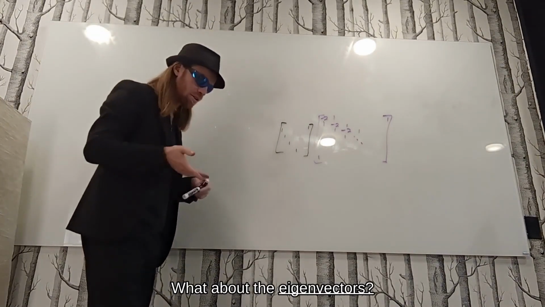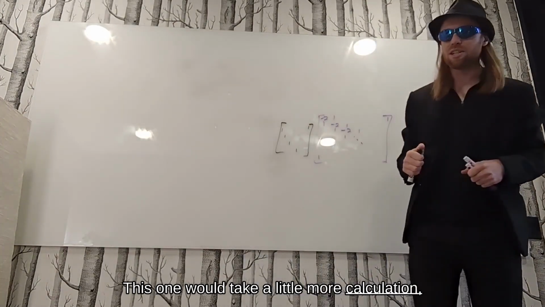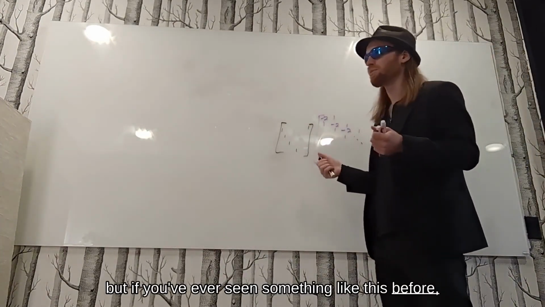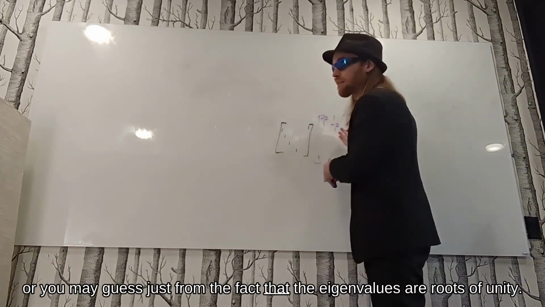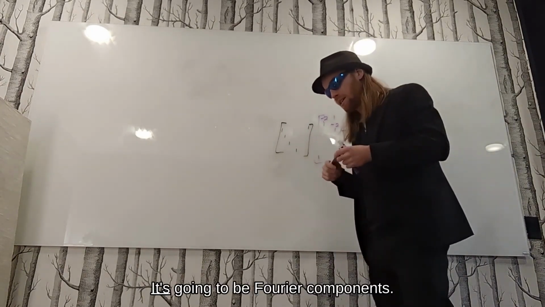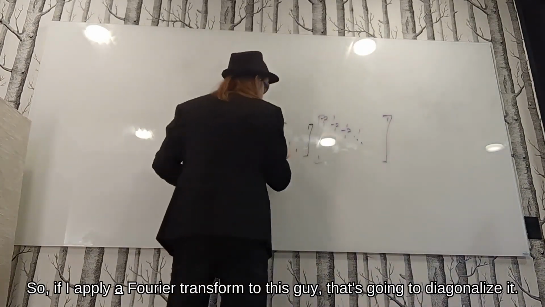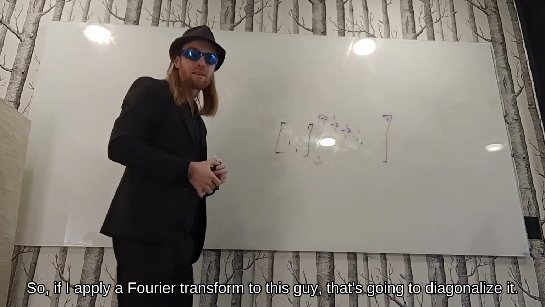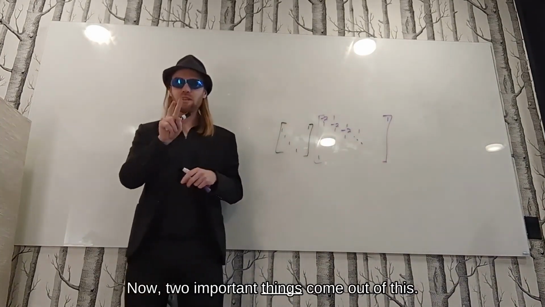What about the eigenvectors? This one would take a little more calculation, but if you've ever seen something like this before, you may know off the top of your head, or you may guess just from the fact that the eigenvalues are roots of unity, that it's going to be Fourier components. So if I apply a Fourier transform to this guy, that's going to diagonalize it. Now, two important things come out of this.